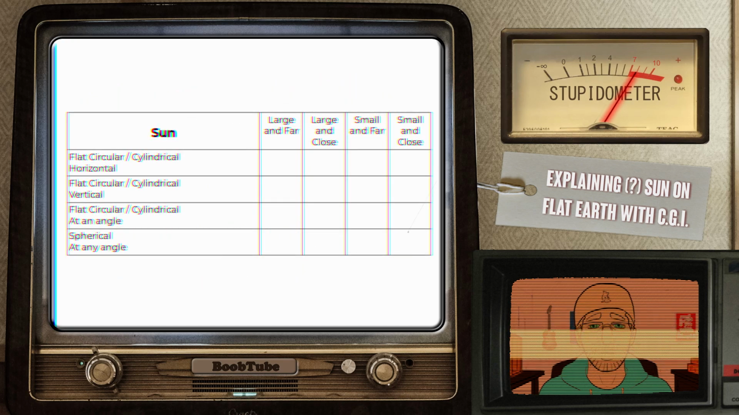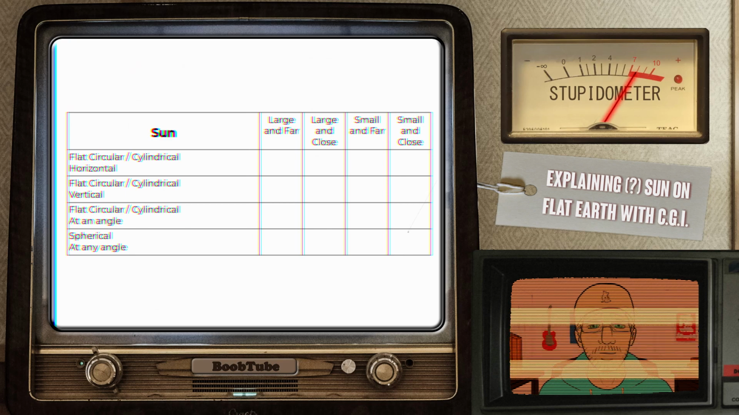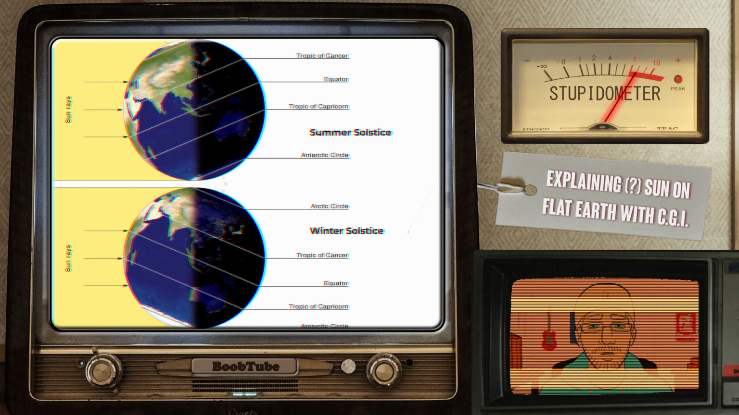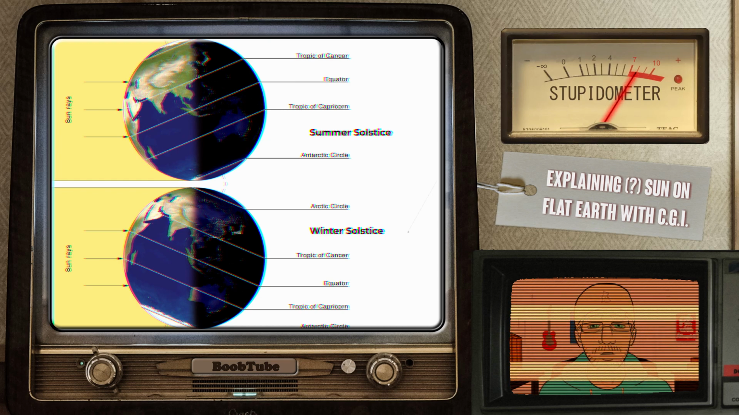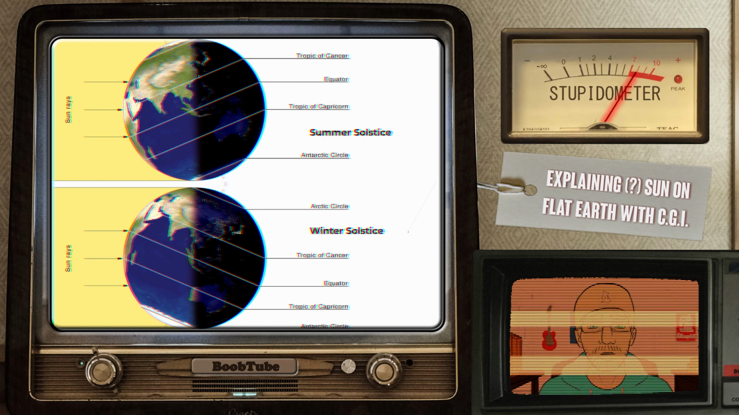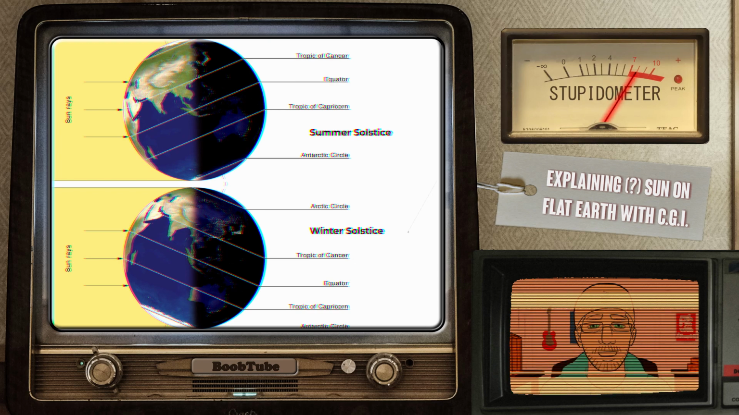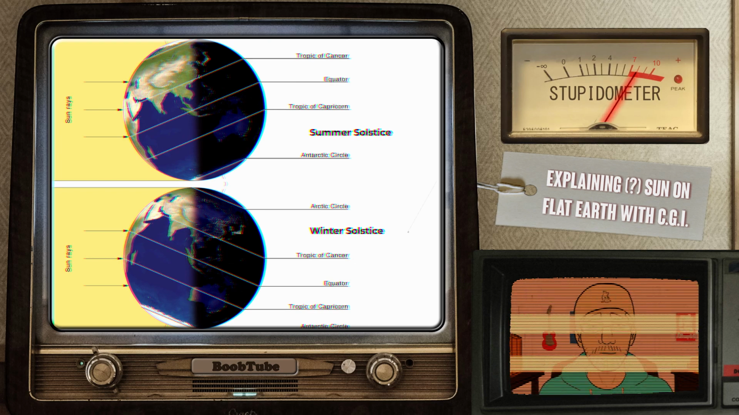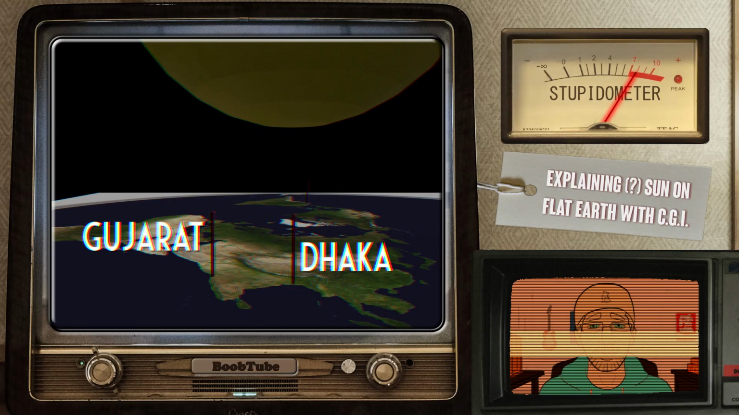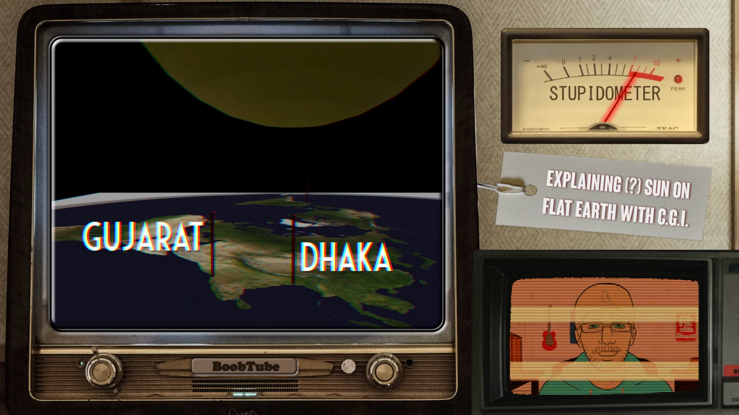Back to the table. Let's start with the super easy one. Large sun close by. Now, what do you observe about the sun? We see it rising in the east in the morning, sail over our head during the day, and then it sets in the west. On the Tropic of Cancer or Tropic of Capricorn, the sun is directly overhead at noon once a year. Let's make it the summer solstice, usually June 21st. In the northern hemisphere, at 23.5 degrees, at noon, the sun is overhead.